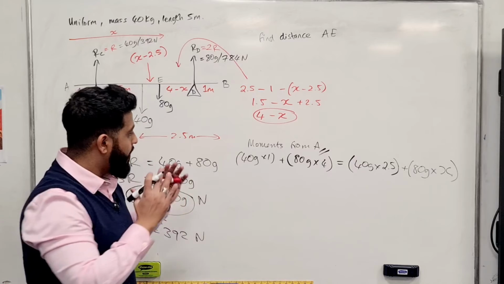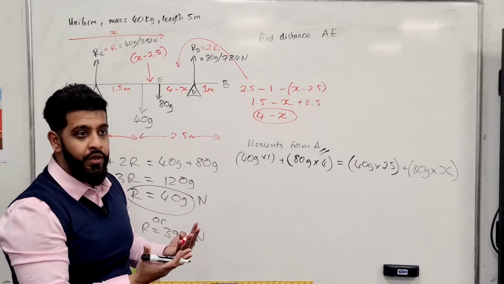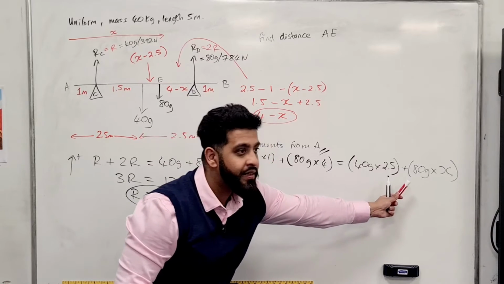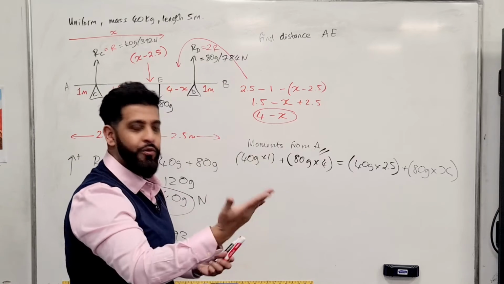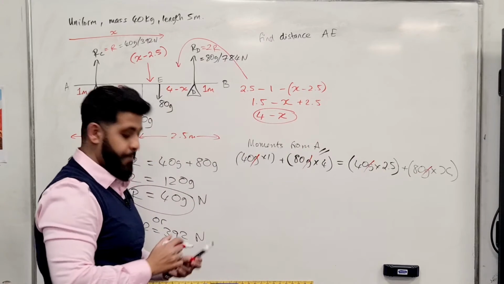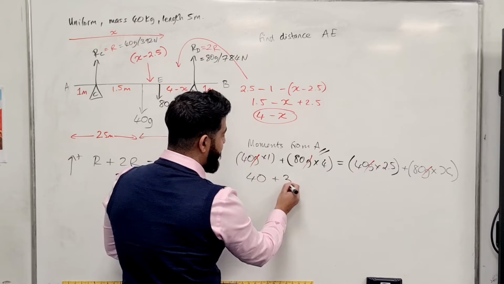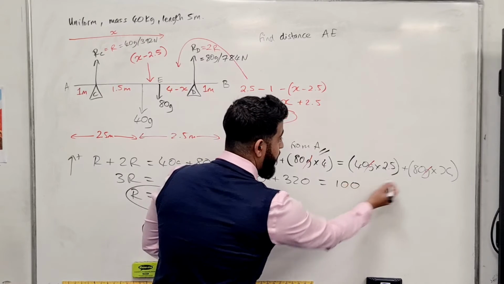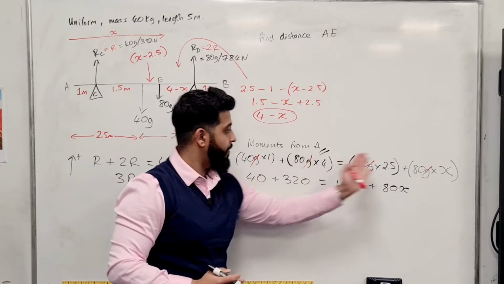Yeah? Now, we've done that. We've not left anything out, so always check if you've left anything out, any forces that you haven't included, but we have. Now, can you notice all the g's? This is the benefit of not using this value, that you still have g's and you can just cancel all the g's out. So let's do that now. All the g's can be divided, so we're dividing throughout by g. So what do we have here? 40 times 1 is 40, plus 80 times 4 is 320, is equal to 40 times 2.5, 100, plus 80x. So this is all of this simplified.